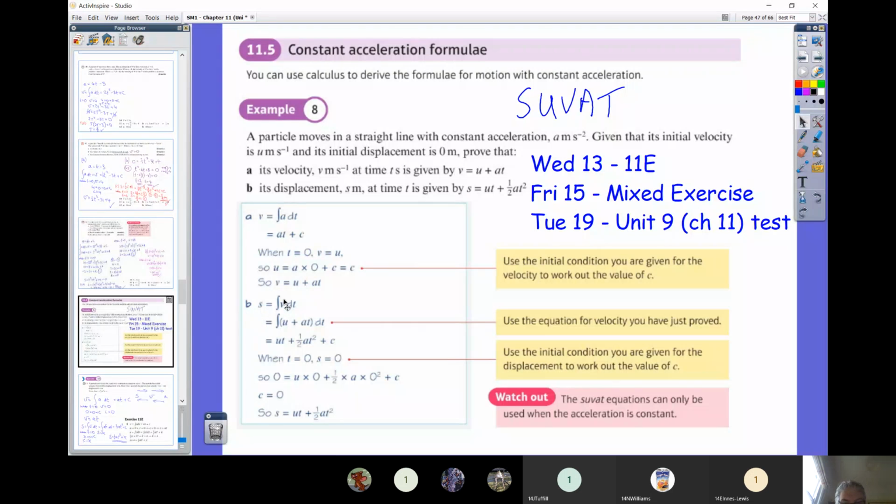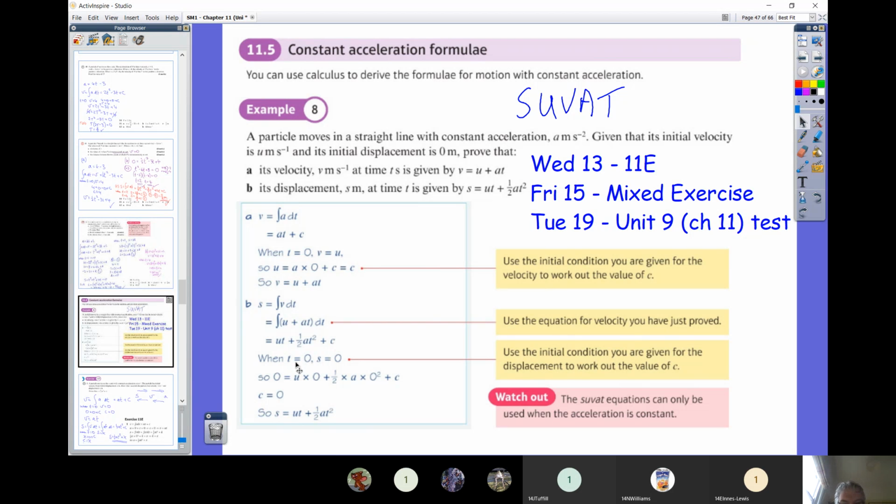So here we go for part B. We're just integrating velocity. We've just worked out our velocity equation, so let's integrate this with respect to t. Our constant u becomes ut. And then we'll move on to the second term. We add 1 to the power, divide by the new power. So that gives us our half at squared. And then we've got plus c being our unknown constant.